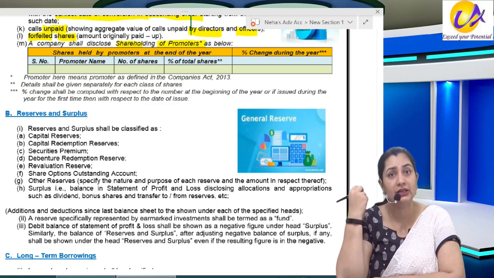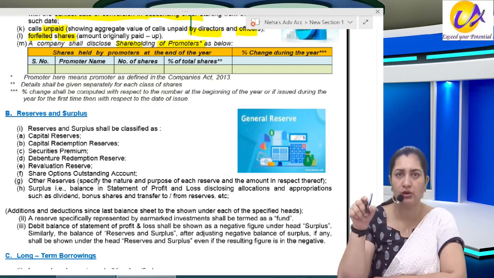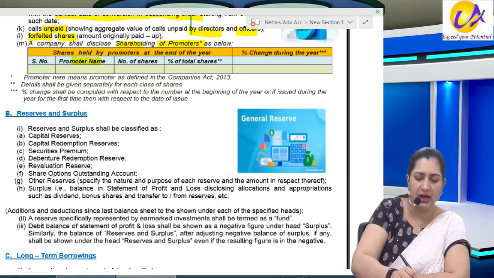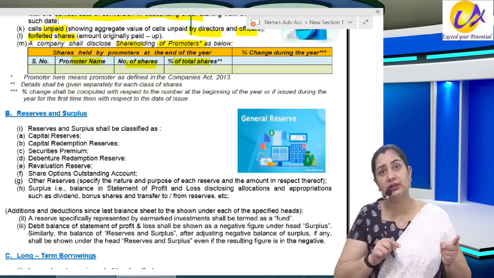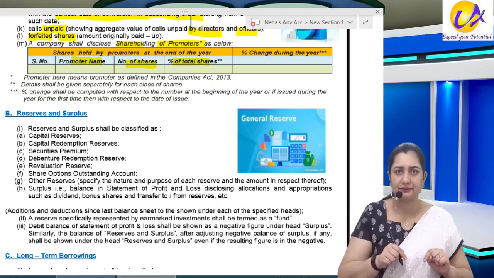So the ones who had initiated and formed the company, the promoters, you will have to give the shareholders' promoter details. What is a promoter's name? How many shares were held? Percentage of total shares. Did it change during the year? Last year they were holding 10%, now they're holding 9%. Then you have to give that.